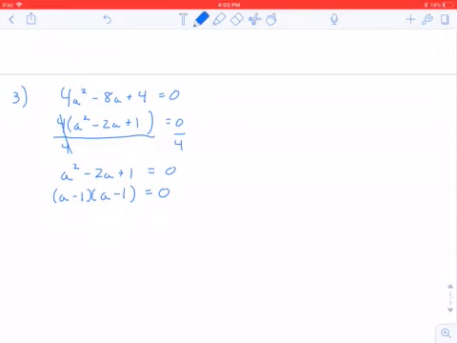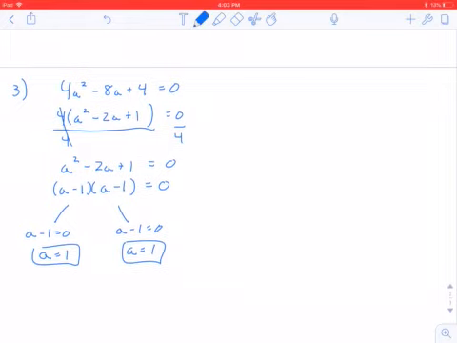Now that we have our factors set to 0, we can solve by using the zero factor property. If I solve this and add 1 to both sides, I get a equals 1. And actually, I get a equals 1 again. So here we have one answer that appears twice. The vocabulary for this is a multiplicity. So in this case, we have one answer, a equals 1. That's the only number that satisfies this equation. If we plug in 1, we'll see that yes, it will make the equation true.